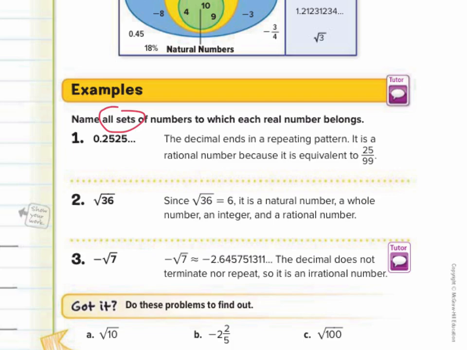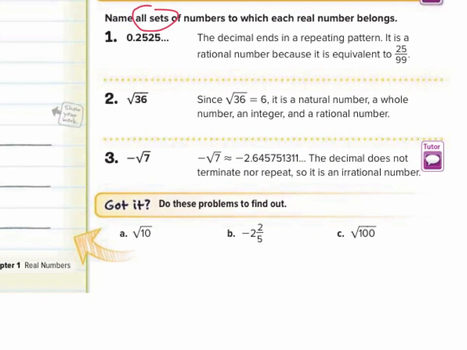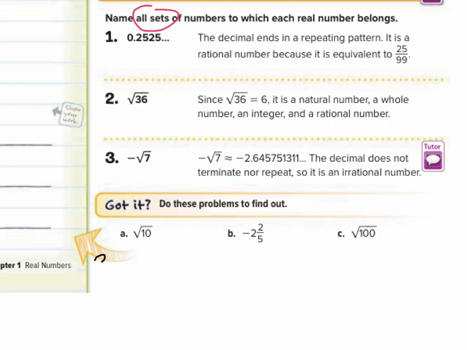Let's now look at our got it questions. For the square root of 10, typing this into a calculator, we crank out the decimal 3.162277766, and it just keeps going on. This does not repeat. It does not terminate. And like our example said, any square root that is not a perfect square is going to be irrational.